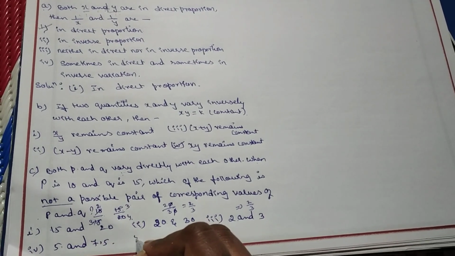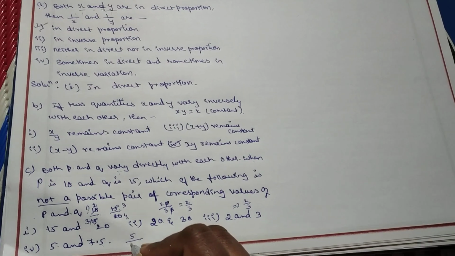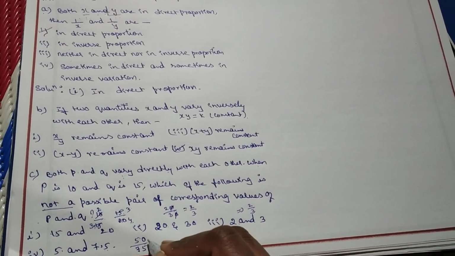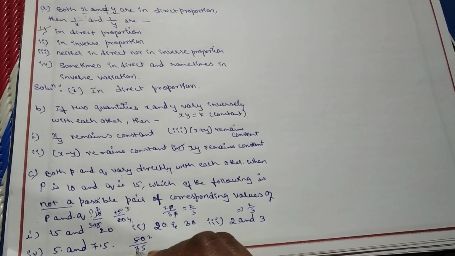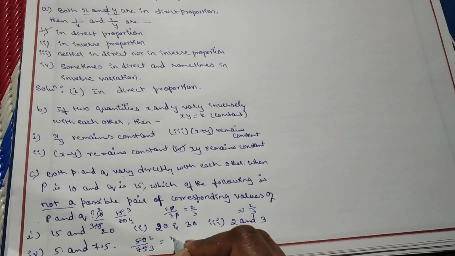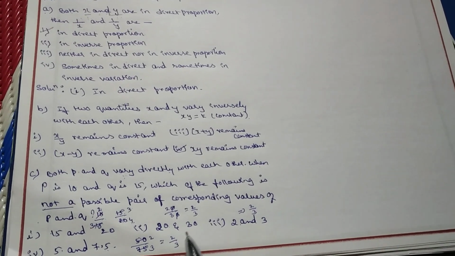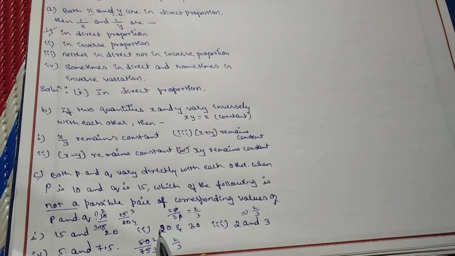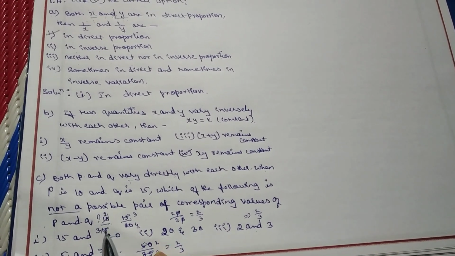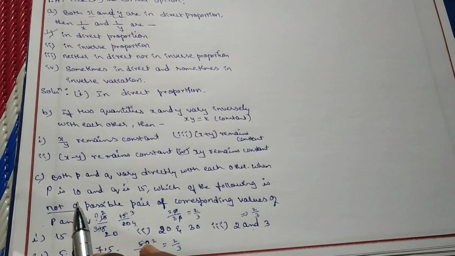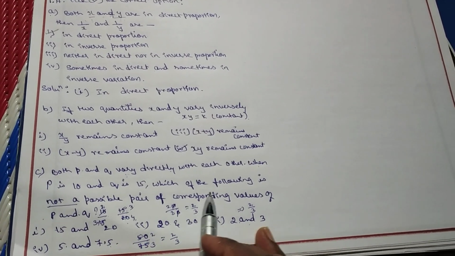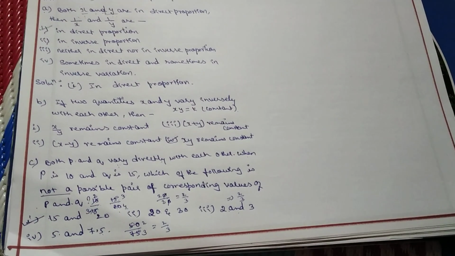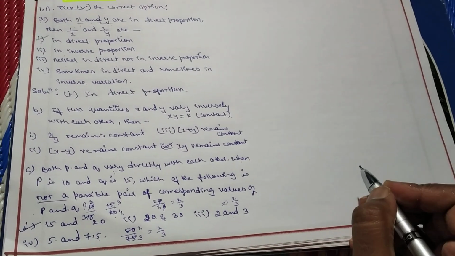And here 5 divided by 7.5. 7.5 is nothing but 75. And here 1 makes 0 in the numerator. Then 25 2s are 50, 25 3s are 75. So again I am getting the constant ratio is 2 by 3. So fourth answer is 2 by 3, third answer is 2 by 3, second answer is 2 by 3. Whereas the first option I am getting is 3 by 4. And here the question is not a possible pair of corresponding values. Therefore the answer is first one, that is 15 and 20. So let me move to fourth question now.